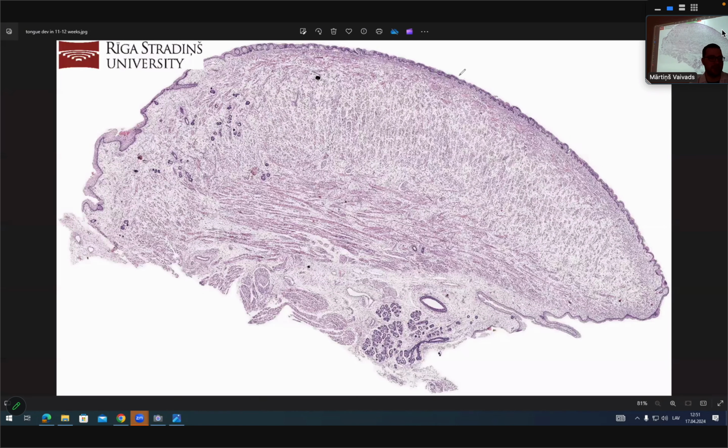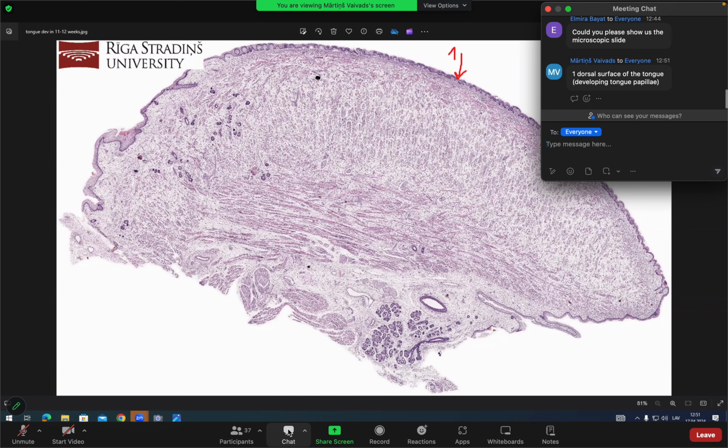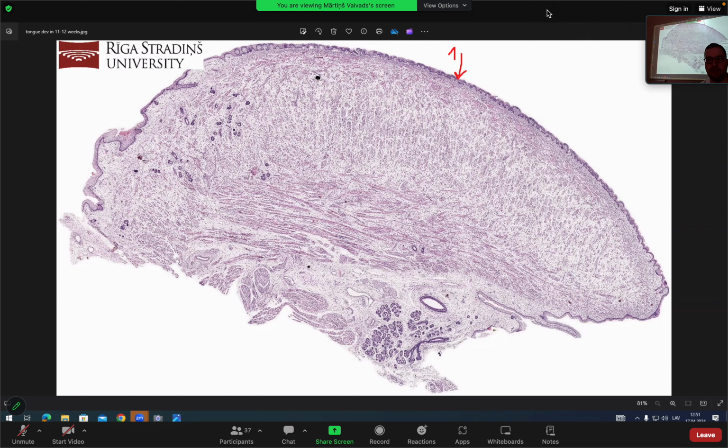First, the dorsal surface of the tongue, the same dorsal surface of the tongue. But here, the dorsal surface has developing tongue papillae, so primordia of tongue papillae. Here you can see the surface is uneven. These tongue papillae are developing. So again, number one, dorsal surface of the tongue, and in brackets, I will write developing tongue papillae. So the dorsal surface is uneven. The primordial tongue papillae are appearing in the 11th, 12th week.